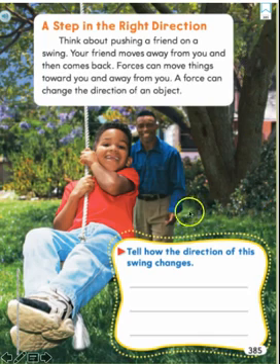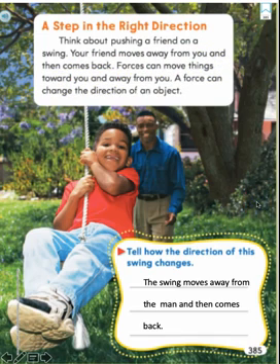So in this yellow box it says, tell how the direction of this swing changes. And it tells us up here, your friend moves away from you and then comes back. So in this picture, the swing moves away from the man and then comes back. Pause your video until you finish writing that sentence.